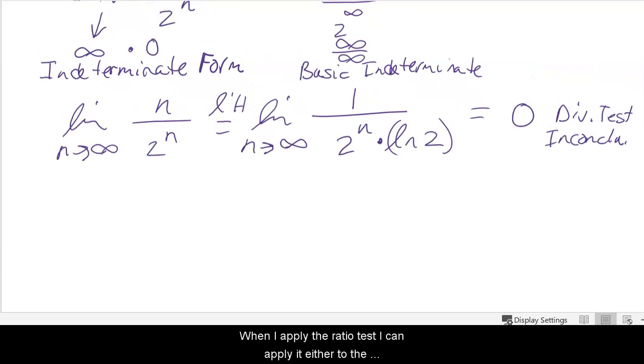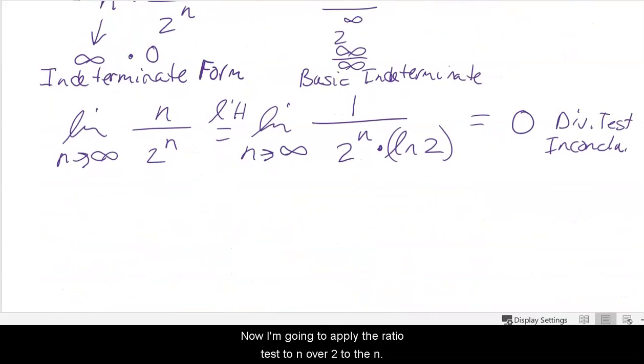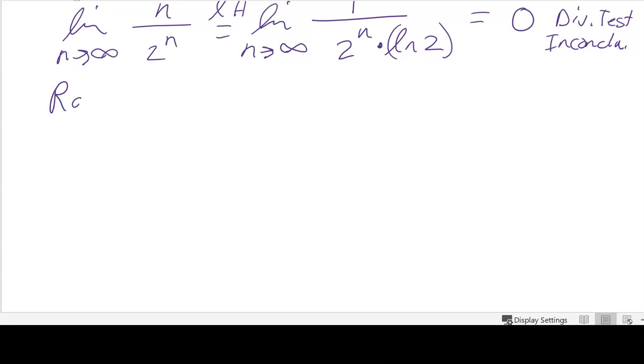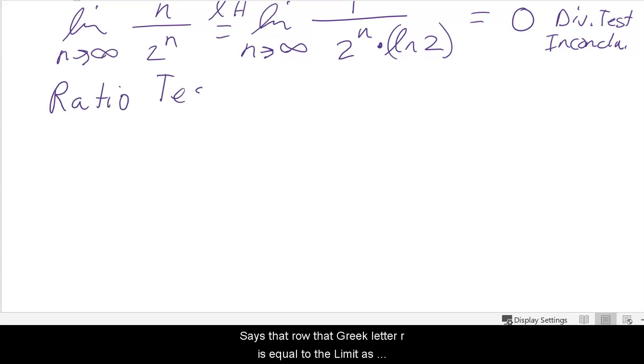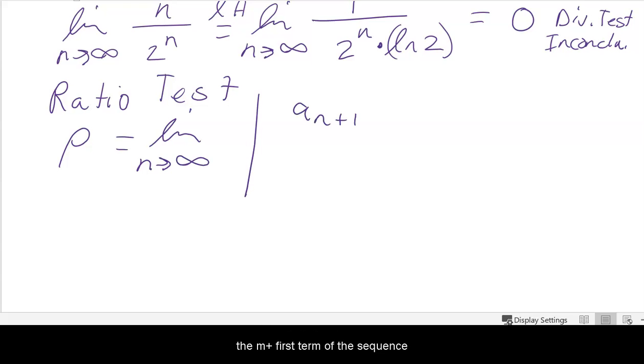When I apply the ratio test, I can apply it either to the original form or to my revised form. I generally find it easier to use the revised form. Now I'm going to apply the ratio test to n over 2 to the n. The ratio test says that rho, that Greek letter r, is equal to the limit as n goes to infinity of the absolute value of the ratio of the n plus first term of the sequence divided by the nth term of the sequence. The r here stands for ratio test.